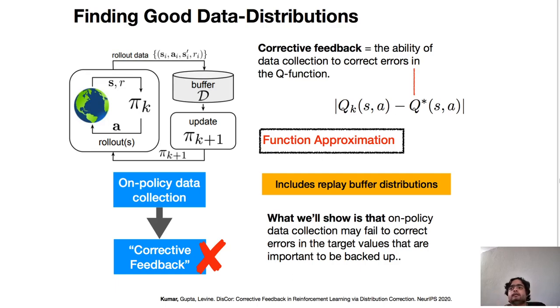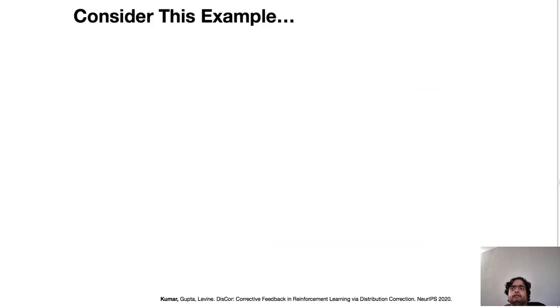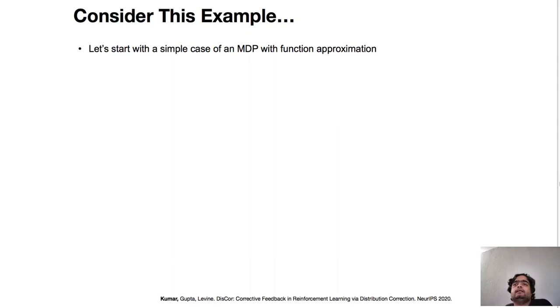That's why something like this may end up not providing you the right corrective feedback to make your Q function get closer to Q star. We'll discuss this on a concrete example, so that's coming up next. Let's consider a simple example here. This example is basically a simple MDP, but with function approximation.